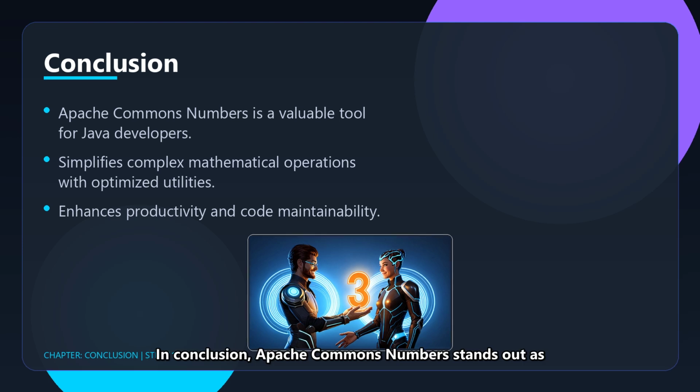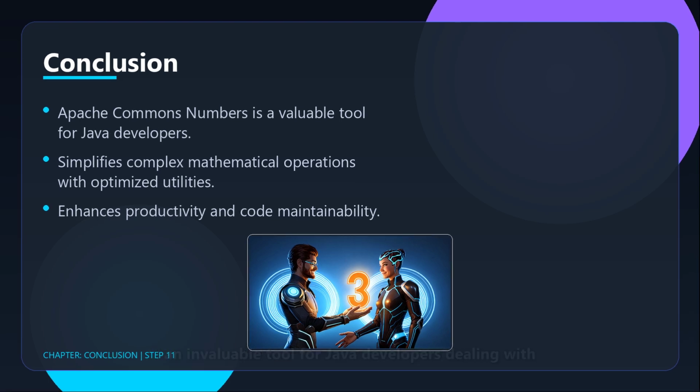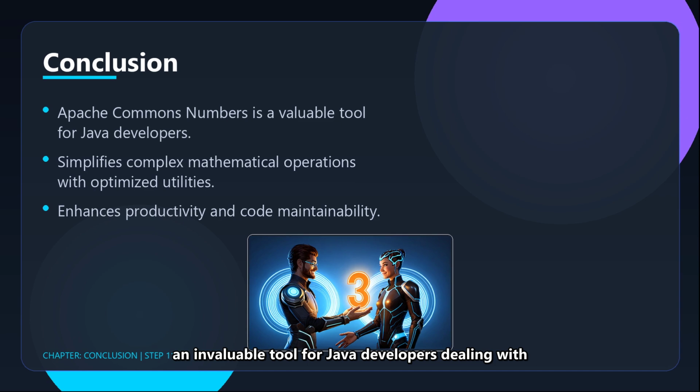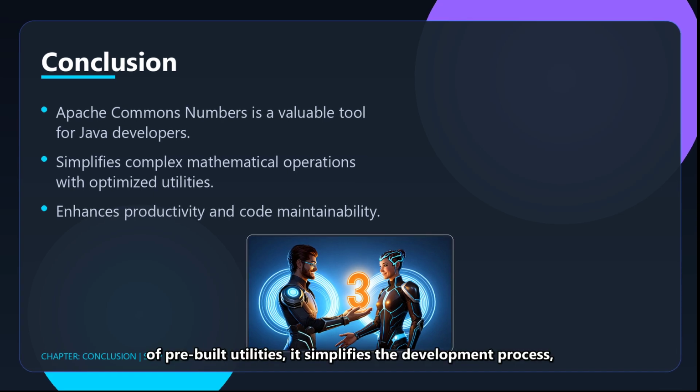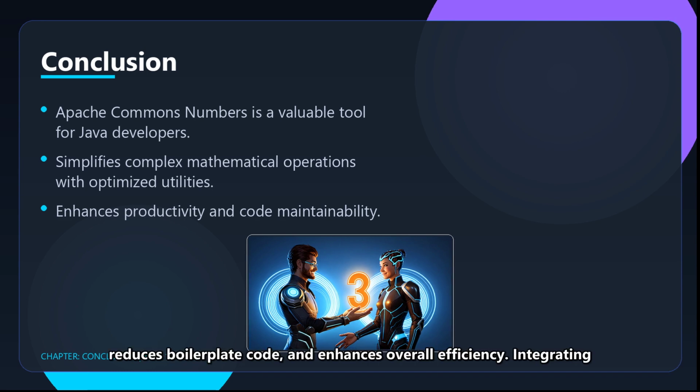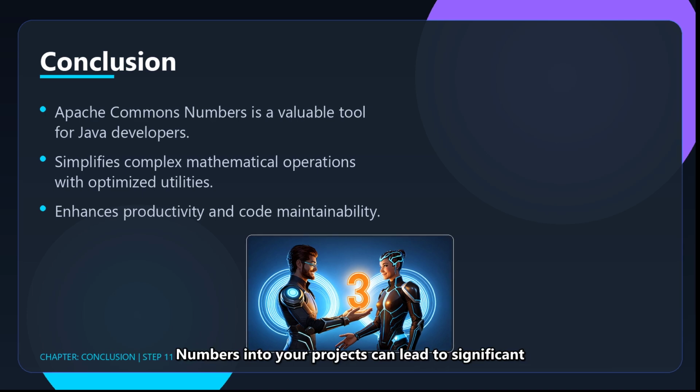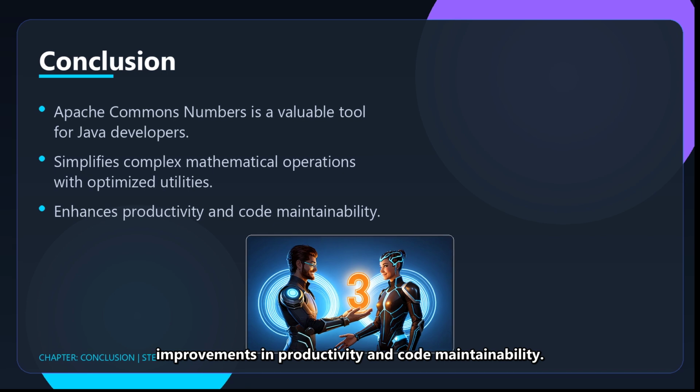In conclusion, Apache Commons Numbers stands out as an invaluable tool for Java developers dealing with complex mathematical operations. By offering a rich set of pre-built utilities, it simplifies the development process, reduces boilerplate code, and enhances overall efficiency. Integrating Numbers into your projects can lead to significant improvements in productivity and code maintainability.